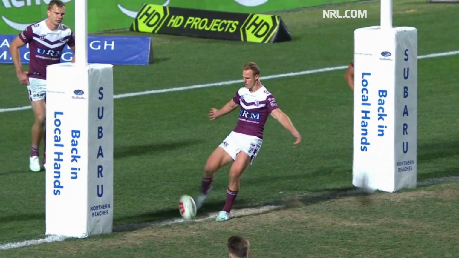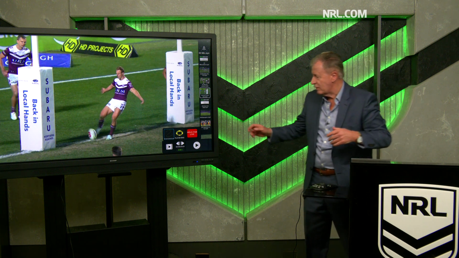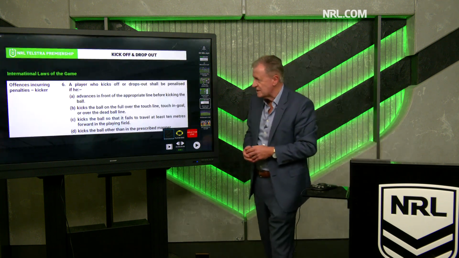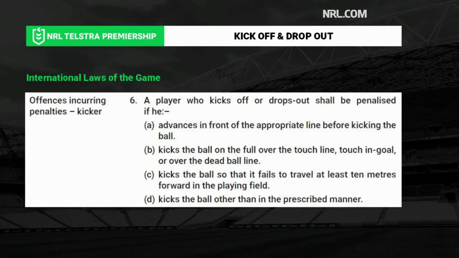Now he's got his left foot in front of the ball, and some people are saying, well, he's offside. Well, you can't be offside from your own kick. So I just wanted to clear that up. And some people may say, well, you're wrong because this is what the international laws say, and it says a player who kicks off or drops out shall be penalised if he, or she, for that matter, advances in front of the appropriate line before kicking the ball.